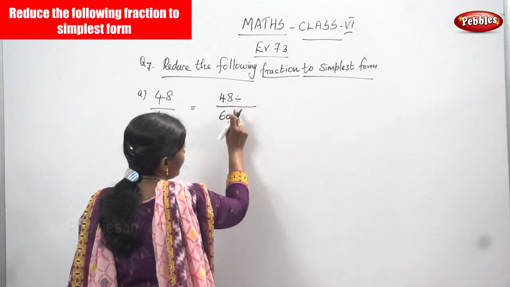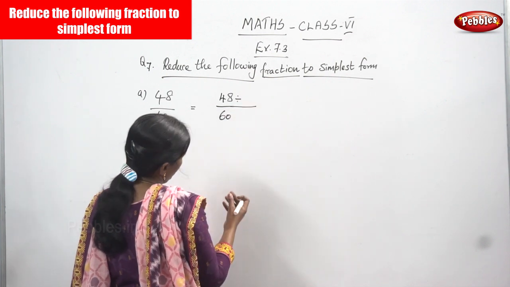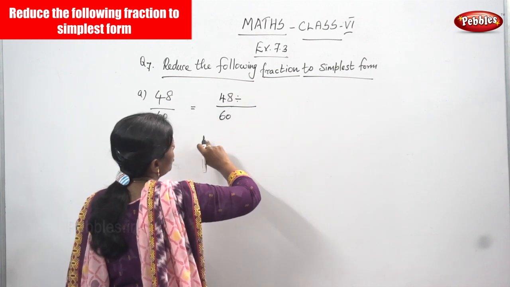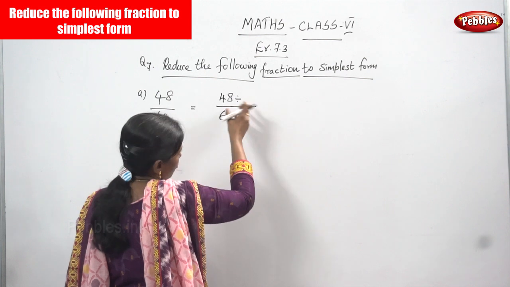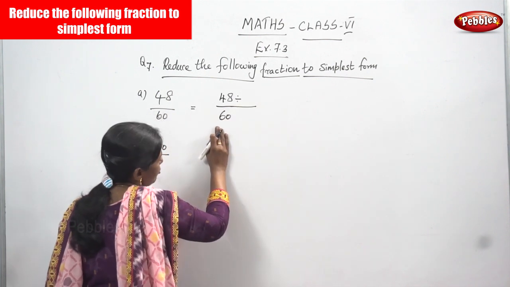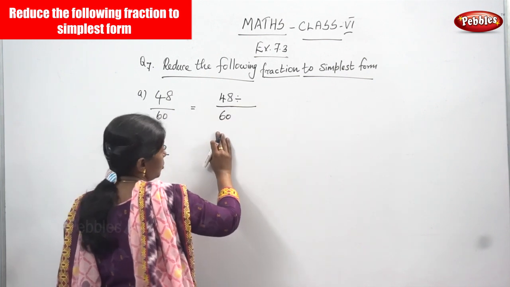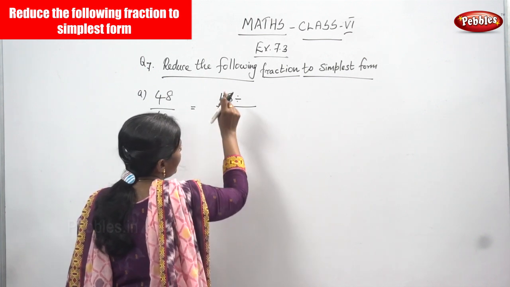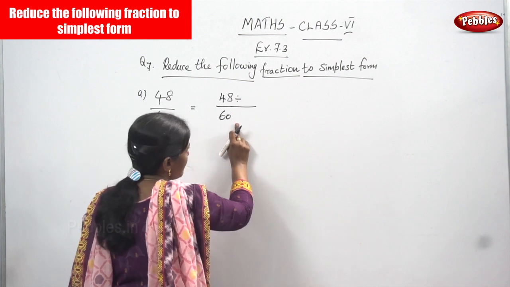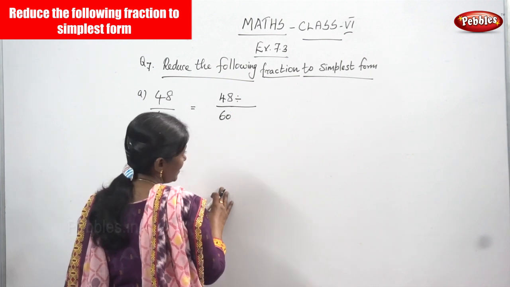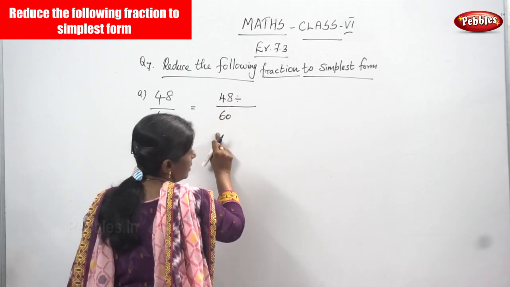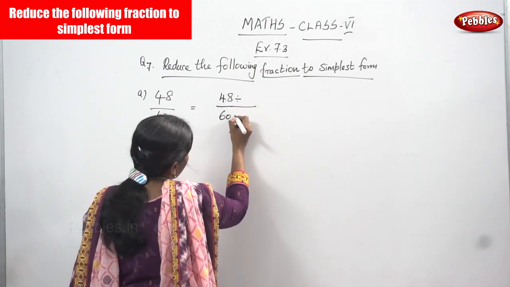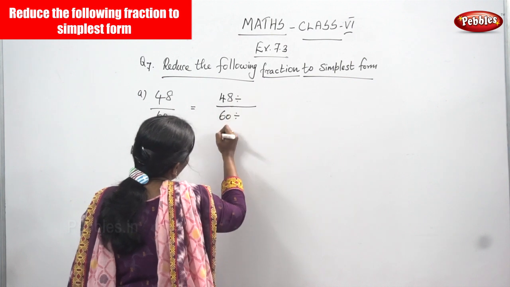If you want to simplify the fraction, or make the simplest form of this particular fraction, it means you have to take a specific number, but that number should divide both. So that means you have to take a common factor. You must take a common factor for both numbers. That number should divide them. So I have taken this 48 by 60.